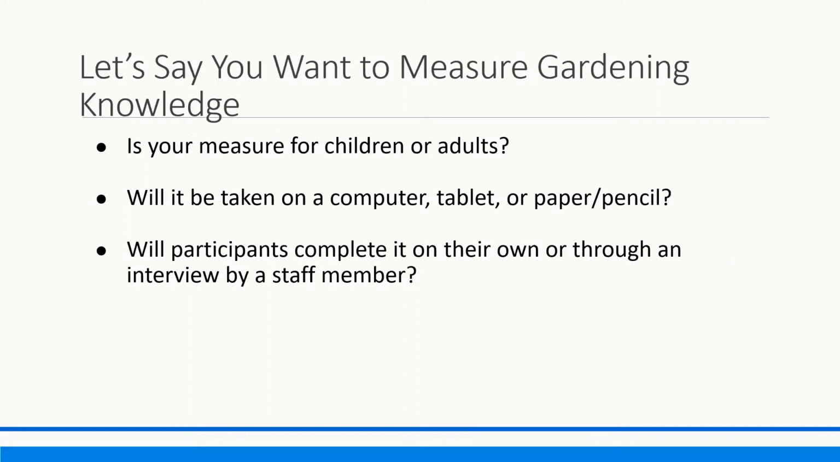So choosing a reliable measure starts with answering a few questions, and Jaime will go into more detail about how to choose a measure later in our talk, but we wanted to throw out a few questions to get you thinking about it before we do our later display. So let's say you wanted to measure gardening knowledge. One thing to consider is: is your measure for children or adults? Will it be taken on a computer, tablet, or with paper and pencil? And will participants complete it on their own or through an interview by a staff member?